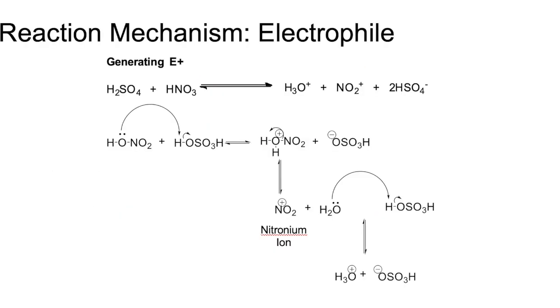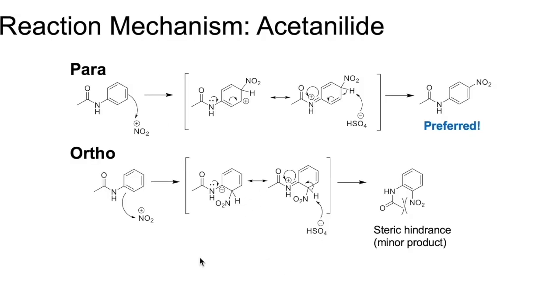The first step in this lab is to generate the electrophile that we're going to attach to our rings. We do that by mixing sulfuric acid and nitric acid. The lone pair of the nitric acid attacks the proton on the sulfuric acid. You get a nitronium ion, and so this is our electrophile. So we are going to nitrate acetanilide and methylbenzoate. First let's look at acetanilide and the mechanism of how it works.